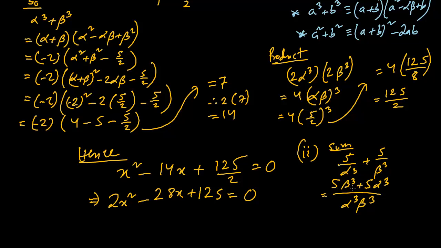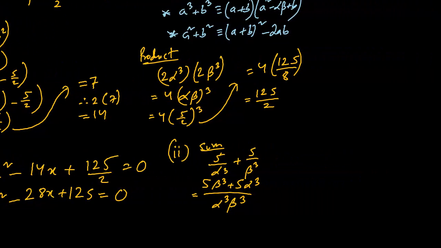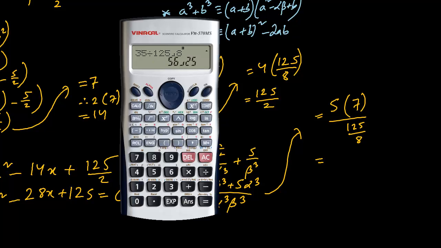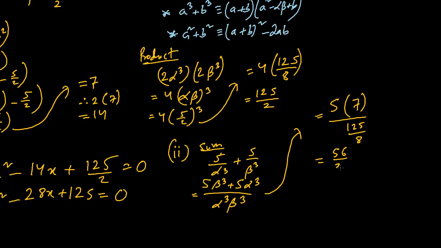Now we don't have to do the sum all over again. We already found the value of alpha cubed plus beta cubed, which is 7. We can just plug it in here. So what we can do over here is we can take the 5 common, and alpha cubed plus beta cubed is 7, divided by alpha cubed beta cubed, this value from the previous sum, that is (5 by 2) whole cubed, which is 125 by 8. And using the calculator, it turns out to be 56 by 25. So 56 by 25. So this is the sum of the roots.